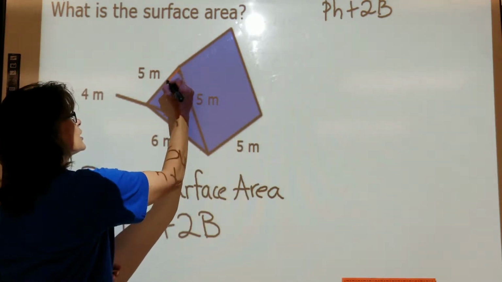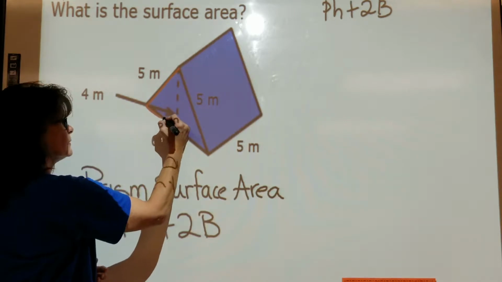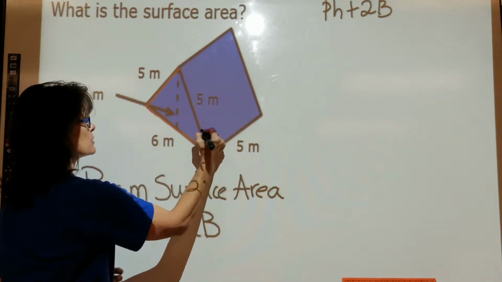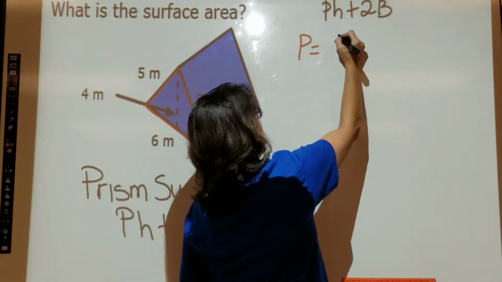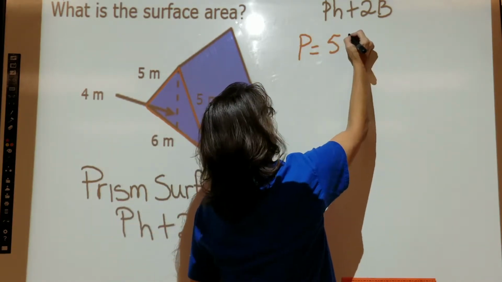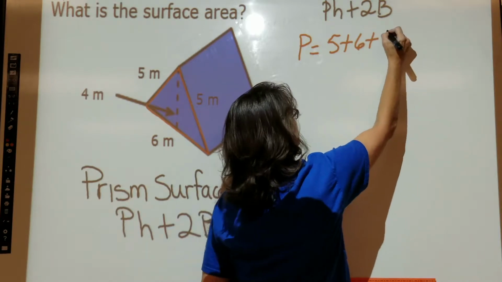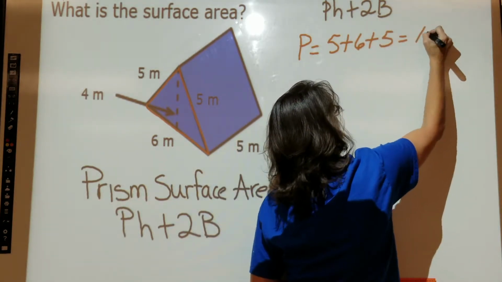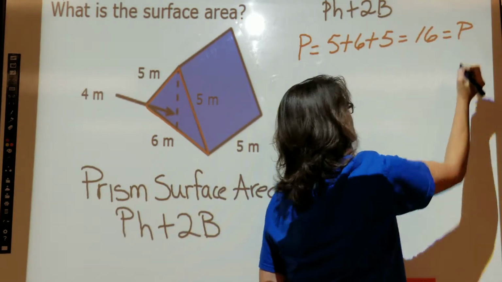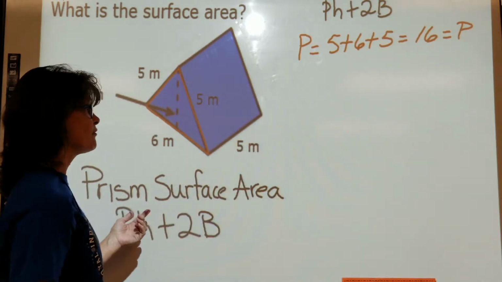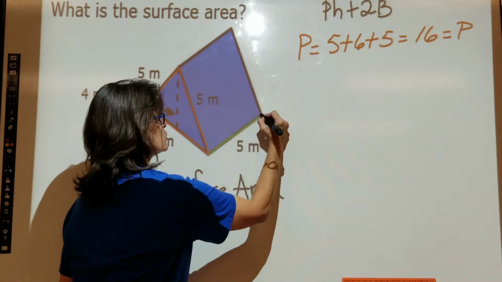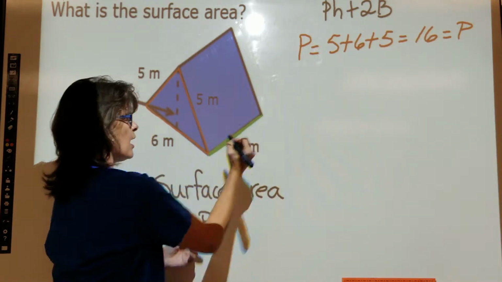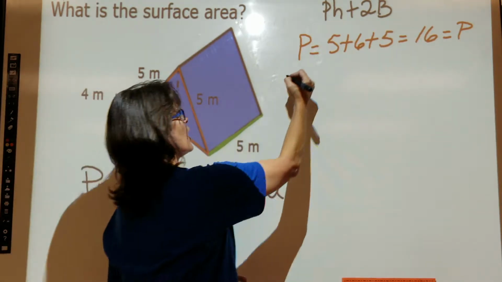So I'm just going to sketch my triangle. I have 5, 6, and 5. So P equals 5 plus 6 plus 5, which equals 16. So 16 is P. That's what I'm going to use in my formula. H is the height between the two triangles. The height of this prism is going to be 5.